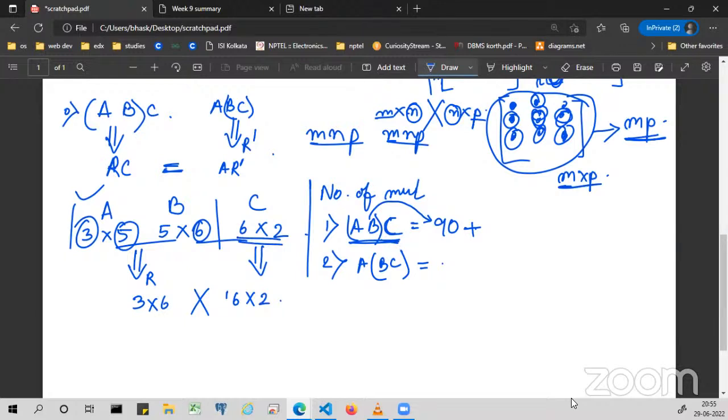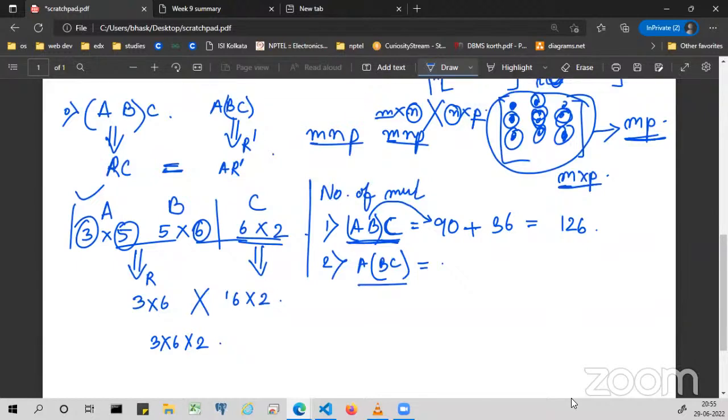So what would be the total number of multiplications while doing this? 3 into 6 into 2, correct? So what is the result? 6 times 3 is 18, times 2 is 36. So this is 90 plus 36, which is 126. My whole process of multiplying AB first and then with C took me 126 multiplications.